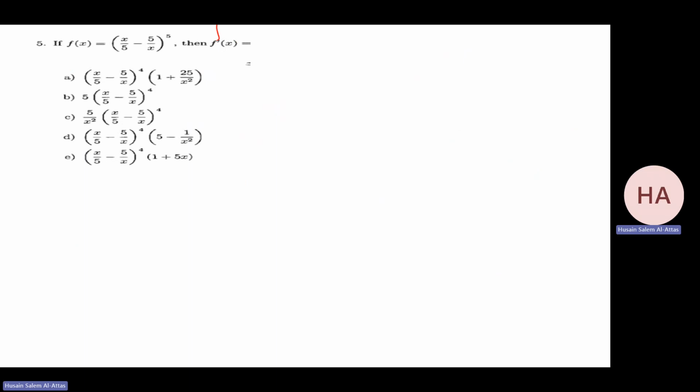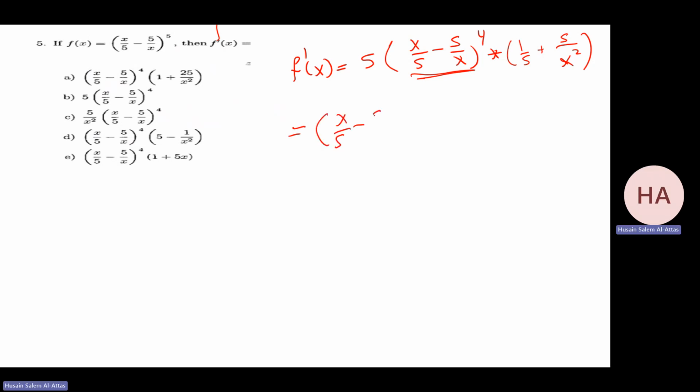You want to find the derivative, chain rule: f prime will be 5 times this to the power 4, times the derivative of this. What's the derivative of this? It is 1 over 5 plus 5 over x squared. This is like minus 5 x to the power minus 1, so it will be 5 over x squared. Now simplify it. Multiply 5 inside, you'll get 1 plus 25 over x squared. That is the answer. Very simple one.